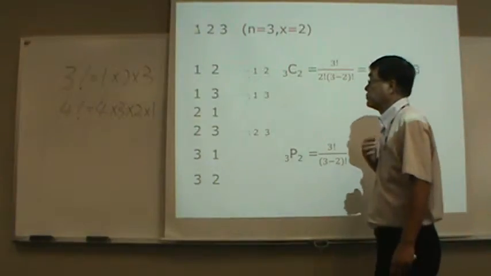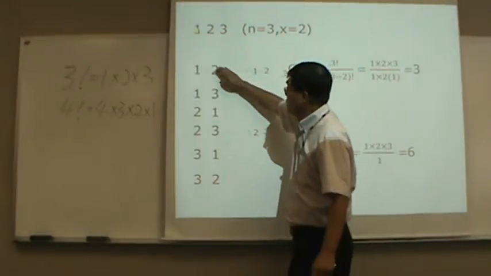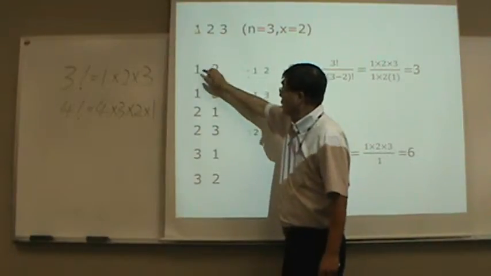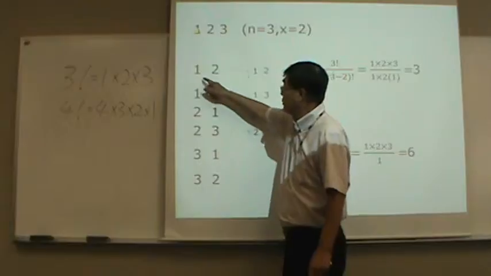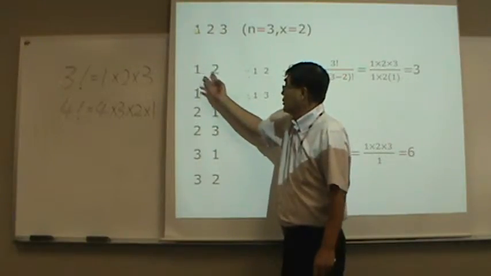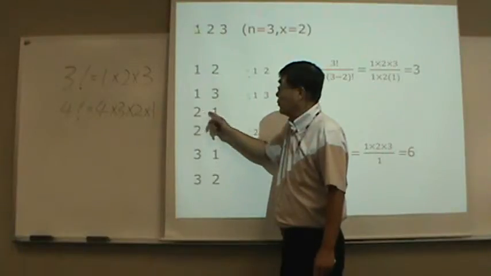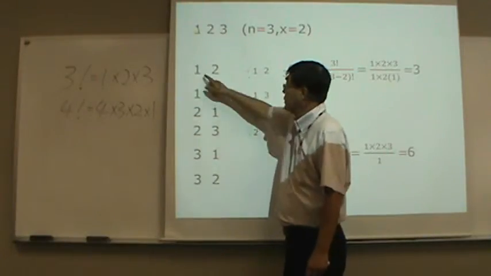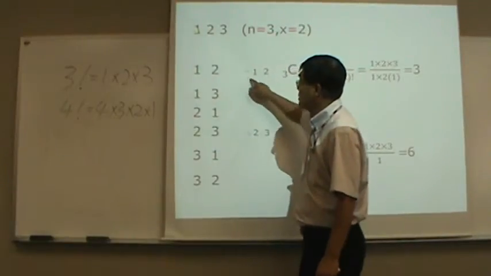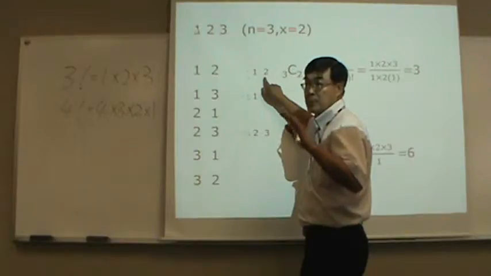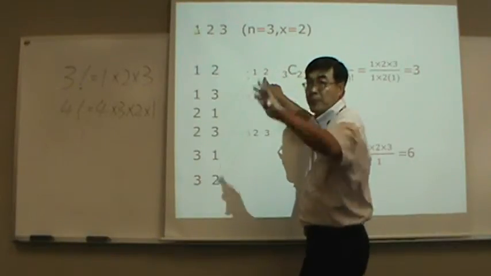If this one and this one, 1 and 2, 2 and 1, just members, only members, 1 and 2, 2 and 1. The order, 1 and 2, 2 and 1, doesn't matter, just the members, then 1 and 2, 2 and 1 is the same. Order doesn't matter, just a matter of members.